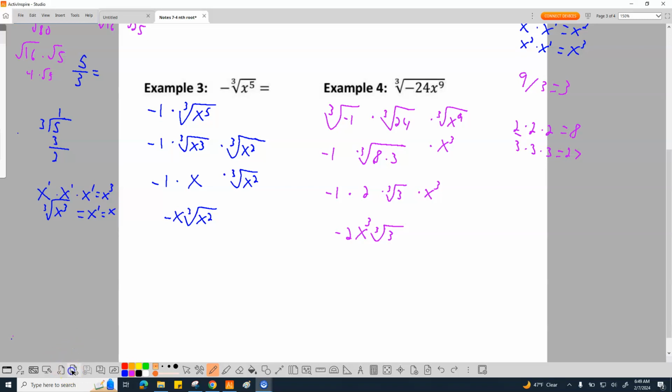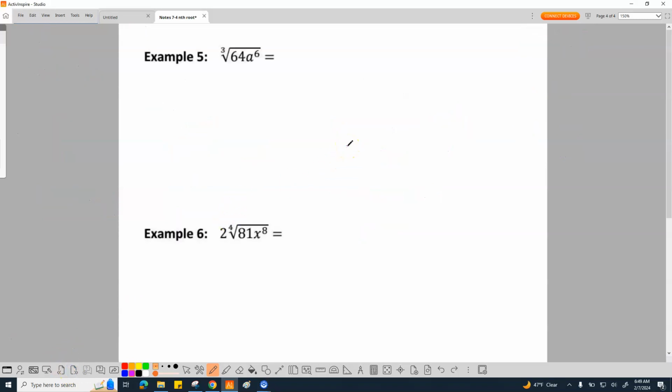I'm going to move on to example 5. Okay, cube root. This is fun stuff. Here we go. I'm going to go ahead and break this stuff apart. I have the cube root of 64 times the cube root of a to the 6th. Now, the good news is this number is perfect. 6 divided by 3 gives us 2. So I can immediately evaluate this out.